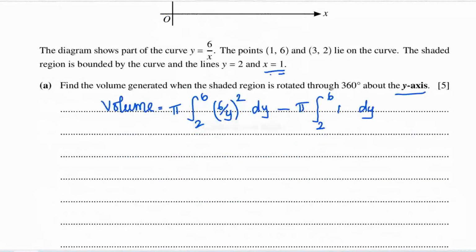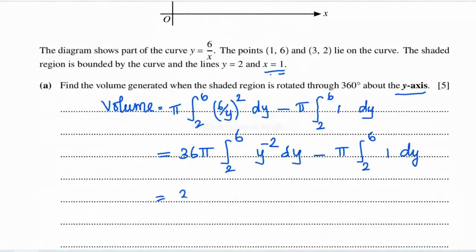Let us rearrange this one. Take out 6 square outside of the integration because it's a constant. 6 square is 36 pi integral 2 to 6 y power minus 2 dy minus pi integral 2 to 6 1 dy.